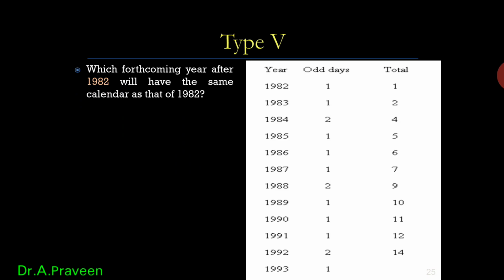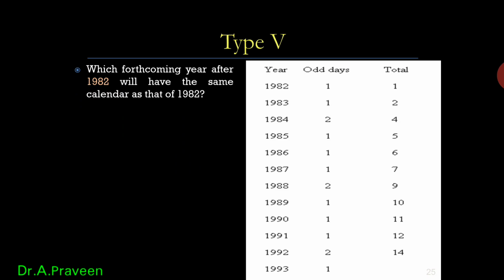So we start from 1982. The number of odd days is 1 because 1982 is not a leap year, and the total number of odd days is also 1. Next, the year is 1983. Look at the second row. 1983 is not a leap year, so the number of odd days is 1. Now the total is 1 plus 1 is 2. That 1 is taken from the total of the previous row, and the other one is taken from the number of odd days in the present row.